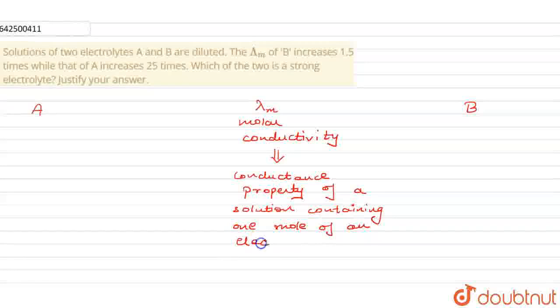Now, this means that both of these solutions are containing 1 mole of electrolyte in them. Both of them have been diluted. So it has been said that lambda m of B increases 1.5 times, whereas that of A is increasing 25 times, which means on dilution, A has got a very high value of lambda m, whereas B has a much lesser value as compared to A.